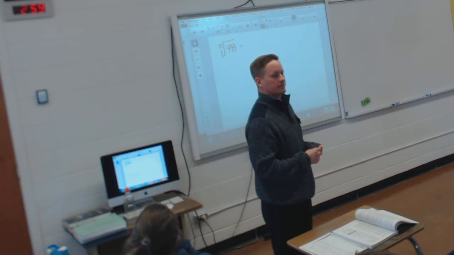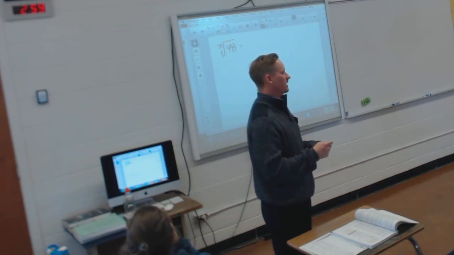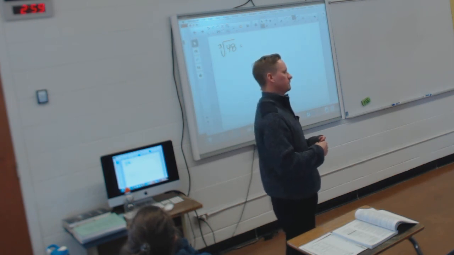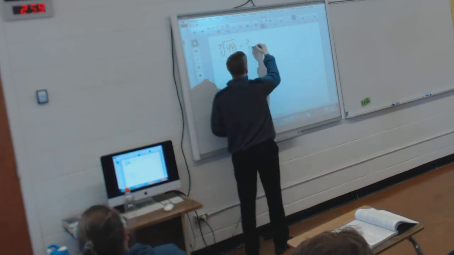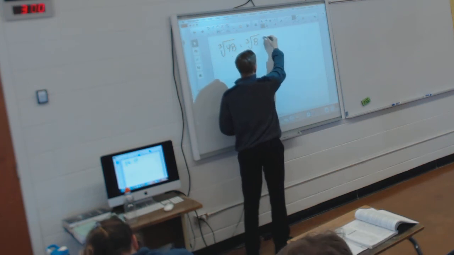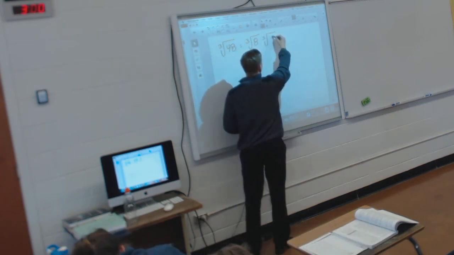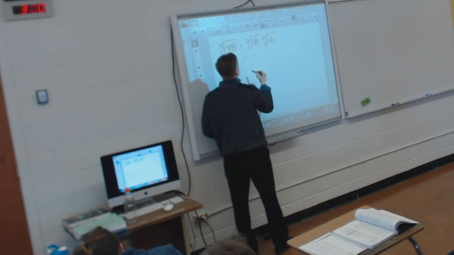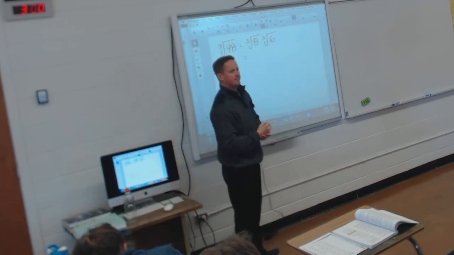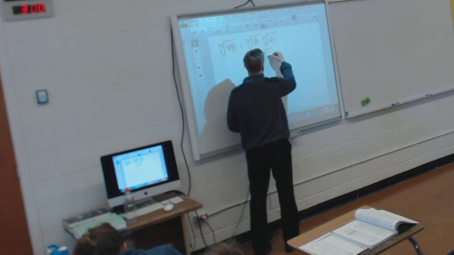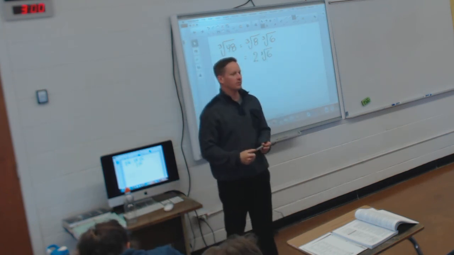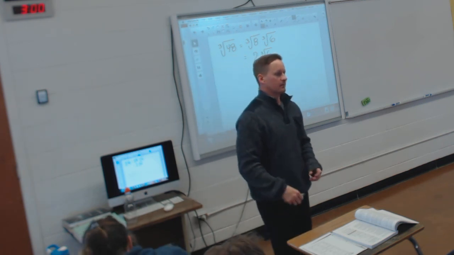What's 3 cubed? And 4 cubed? 64. Right? So that doesn't go in. So the only one that it can be is 8. And what do I times by 8 to get to 48? 6. What is the cube root of 8? 2. So it's 2 cube root of 6. Okay?